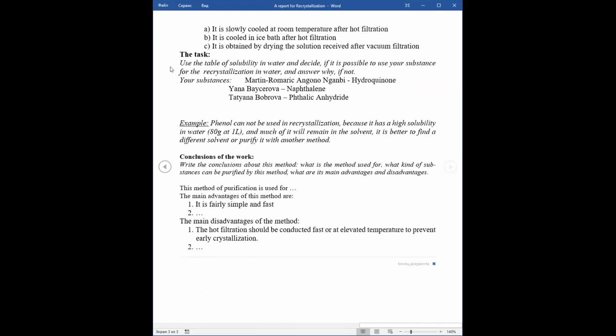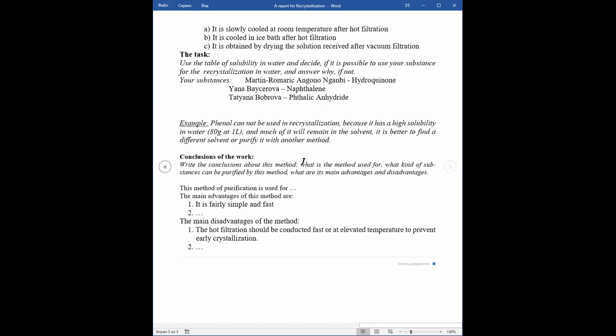The next, after answering the questions, there should be your task for the lab: use the table of solubility in water and decide if it is possible to use your substance for recrystallization in water, and answer why if not. We already reviewed those substances and the reasons why they could be used and why they could not. And also there you can see the example for such a task in the presence of phenol.